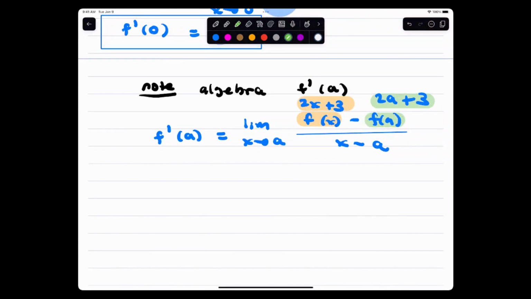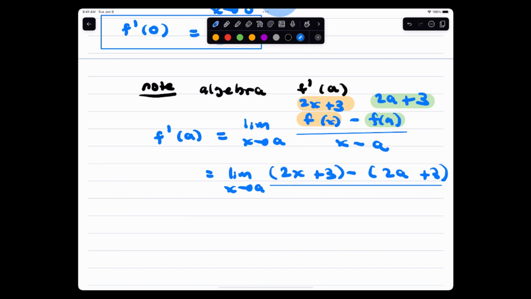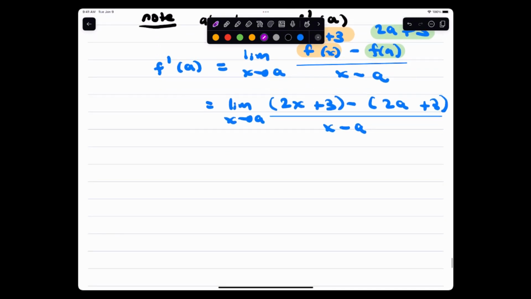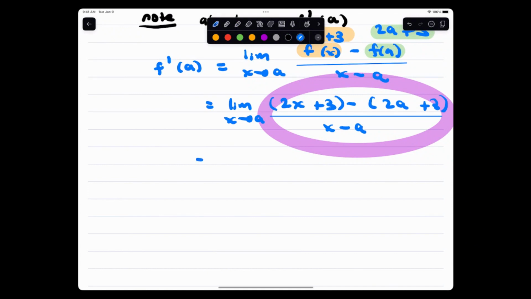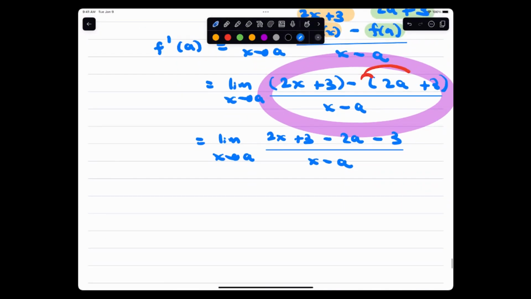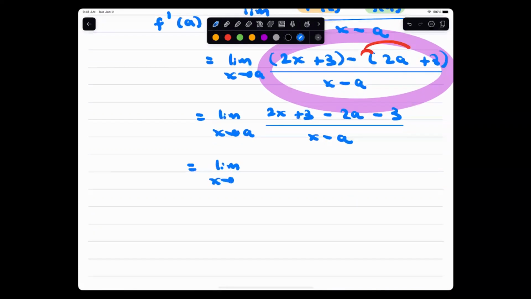All right. Here we go. You guys ready? 2x plus 3 minus what? 2a plus 3 over x minus a. This is where the algebra comes in. Right in here. All right. What's your limit? x goes to a. Isn't that 2x plus 3 minus what? 2a minus 3, everything over x minus a. Don't you distribute right in here? Do you guys remember? So what happens now? With the algebra, what happens? Limit x goes to a.